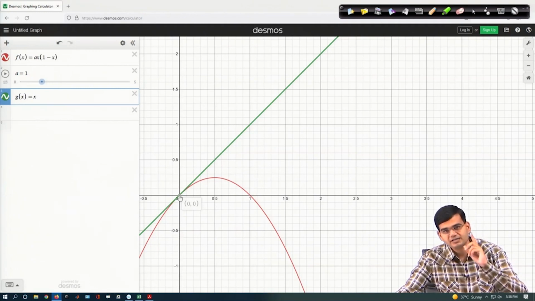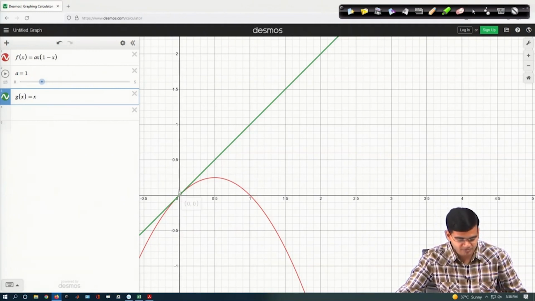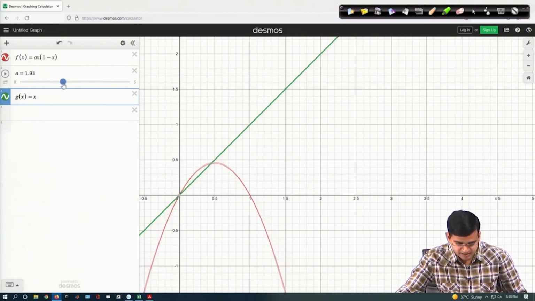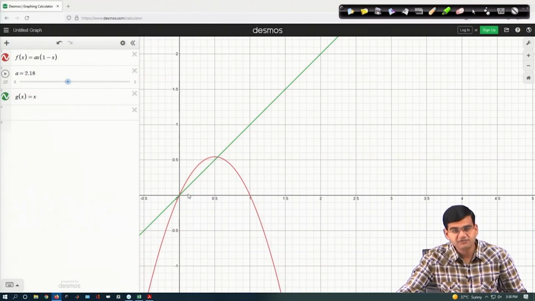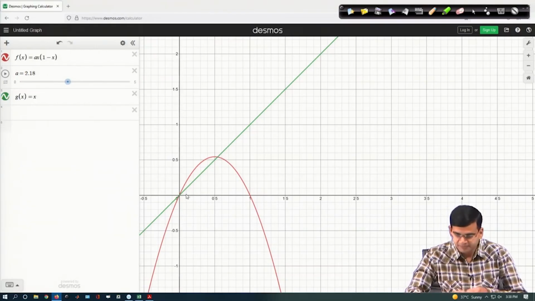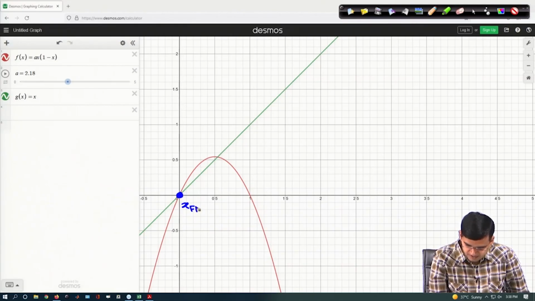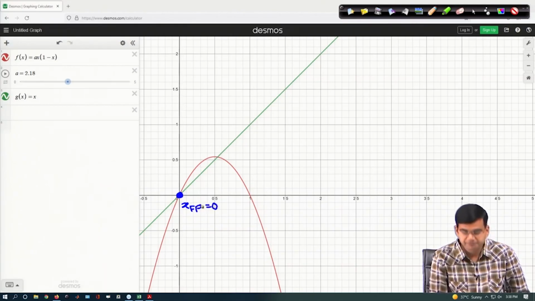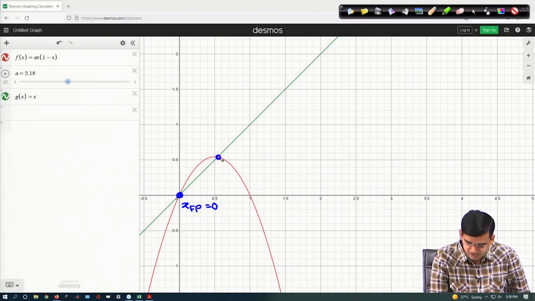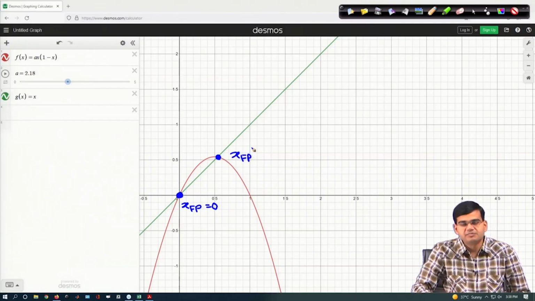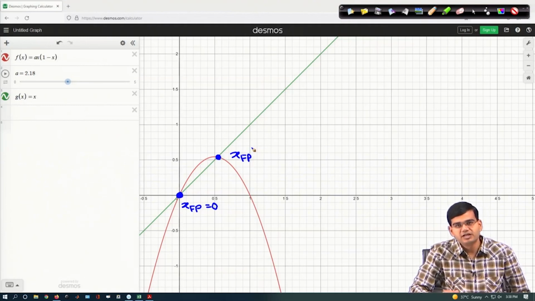So, for a exactly equal to 1, there would be only one fixed point. When I make a greater than 1, what you will see is that there are in fact two fixed points. You can see here that you have one fixed point, x fixed point, which is equal to 0, and then you have another fixed point, and this happens when the value of a is not equal to 1.